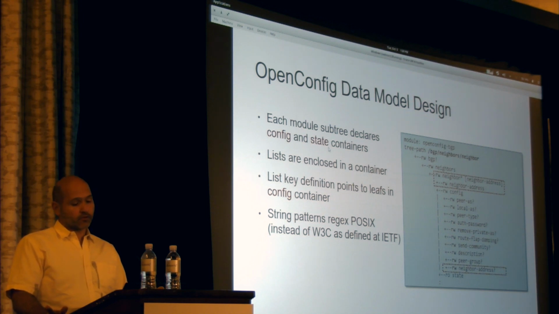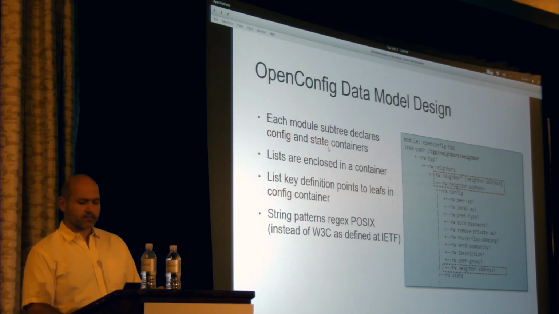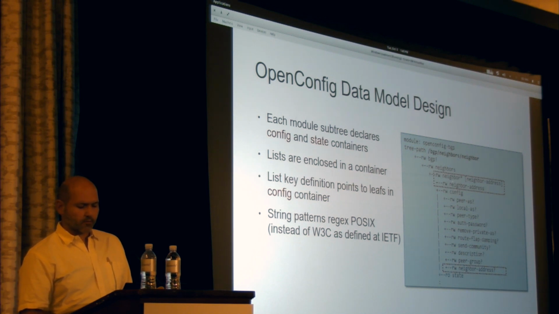Another design pattern they use for the models, which I would say is very common for Yang models in general, is the concept of a container to enclose all the elements of a list. On the right-hand side, I captured a piece of the BGP model that defines neighbors. Under BGP, which is the root of this model, there's a container called neighbors that groups all the neighbors configured, or the neighbors known to the device.